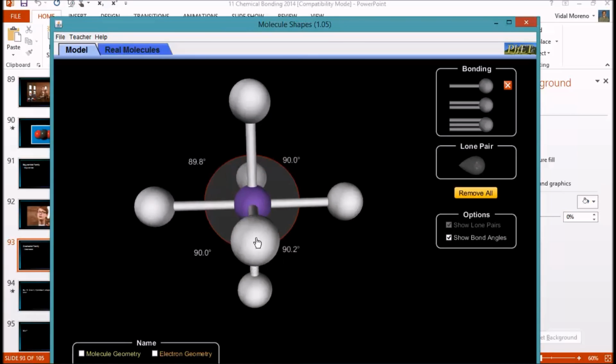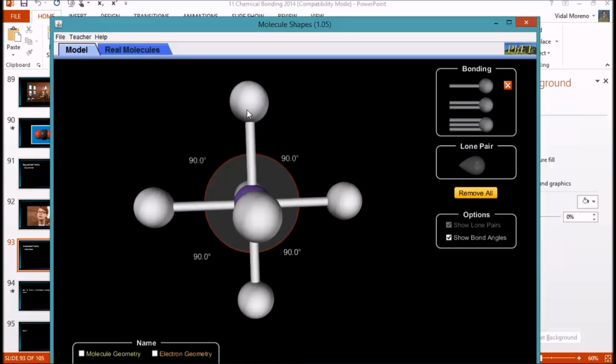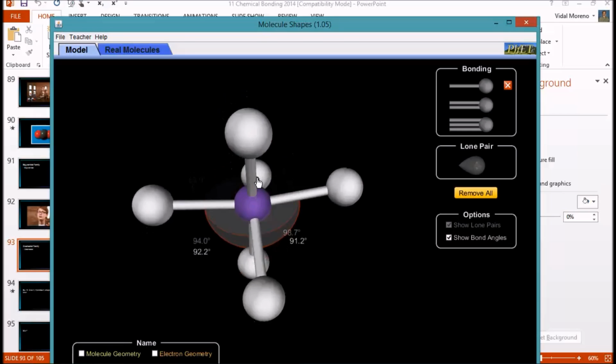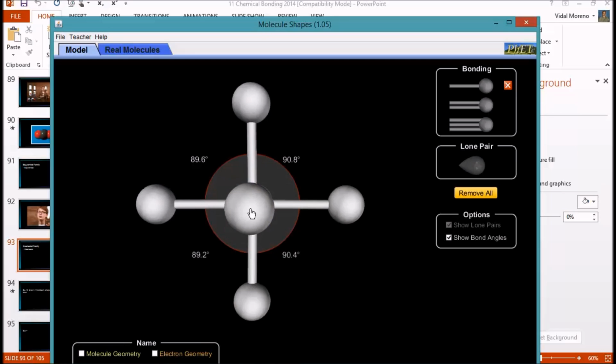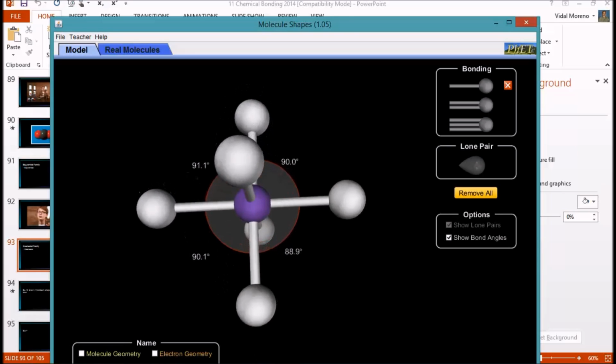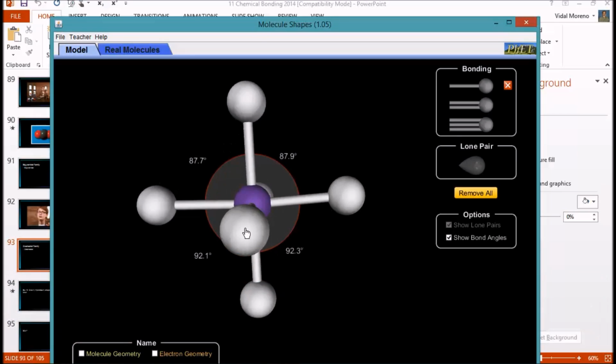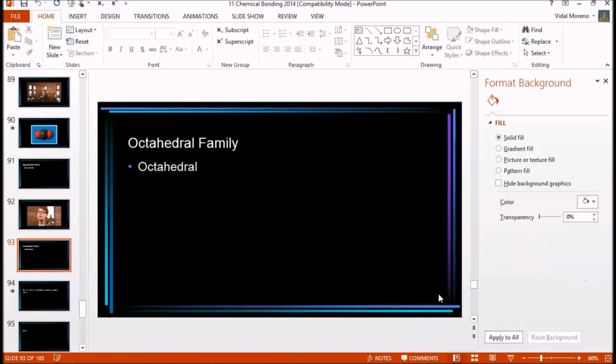All right, here we go. One on top, one on the bottom, and what is the base like? A square base. The other one was a triangular base. This is a square base. A square base. Angles? 90. And between the top and the bottom? 90. Everything's 90. 90, 90, 90, 90, 90. This is octahedral, octahedral.